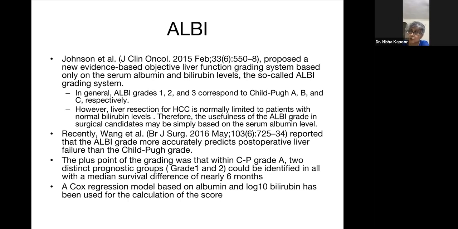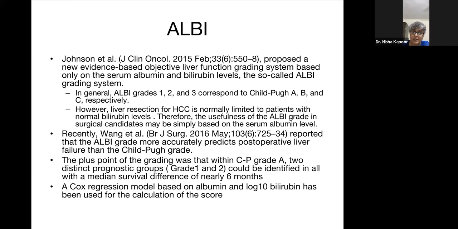However, liver resection for HCC is normally limited to patients with normal bilirubin. Therefore, the usefulness of the ALBI score comes down to just the presence of normal albumin levels or not. Now, recently, Wang et al. reported that the ALBI grade more accurately predicts postoperative liver failure than the CTP scoring. The plus point of the grading was that within CTP grade A, 2 distinct prognostic groups, grade 1 and 2, could be identified, with a median survival difference of nearly 6 months.